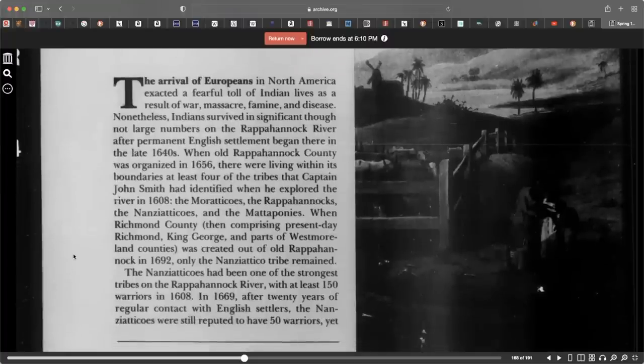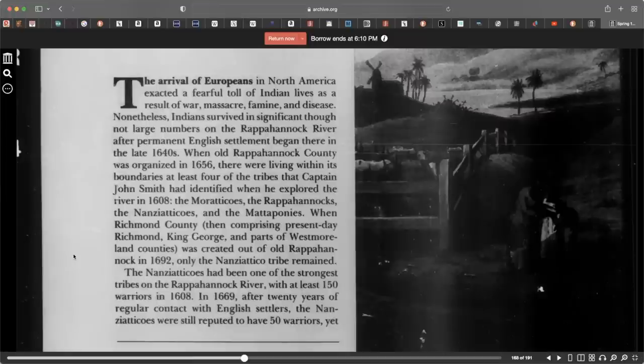The Nanziaticos had been one of the strongest tribes on the Rappahannock River, with at least 150 warriors in 1608. So real quick, because they were warriors, you're going to see they got condemned. Something really bad happened to them, and that's why today we don't know much about this tribe. These weren't the treaty-making Indians, if you get what I'm saying. They weren't making treaties with the settlers.